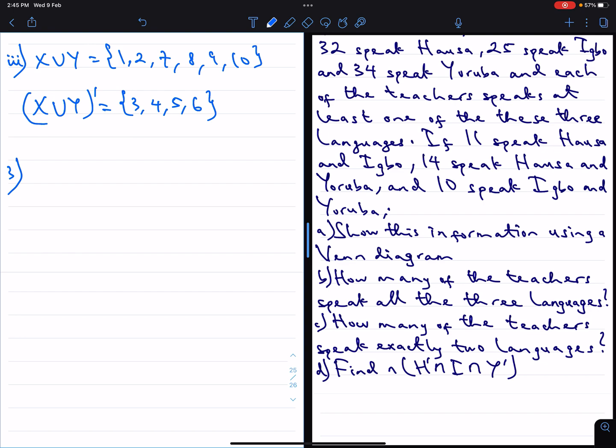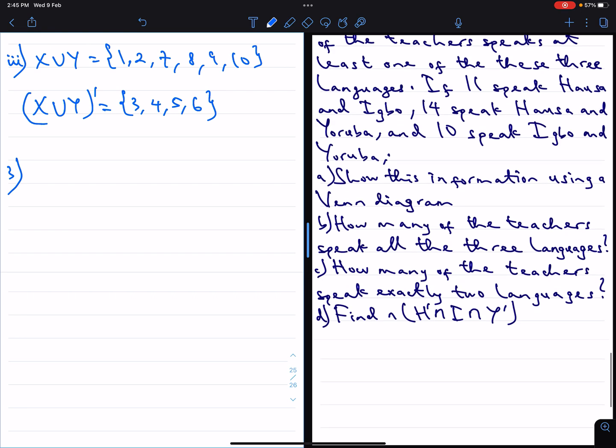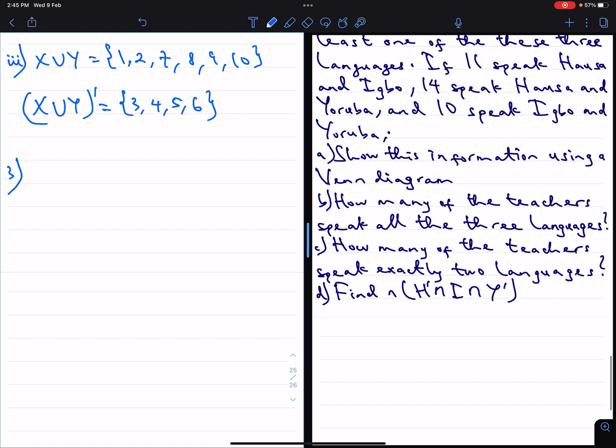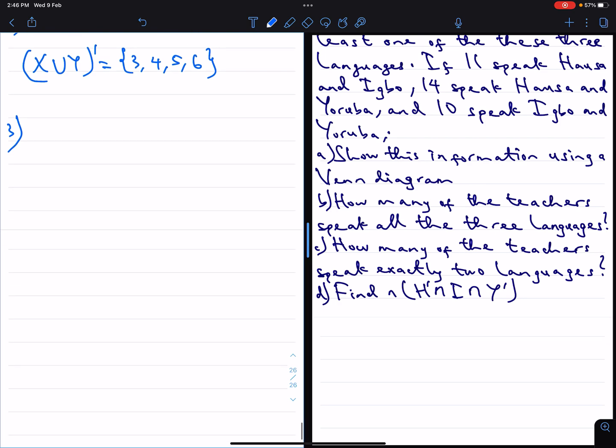Question A, show this information using a Venn diagram. Question B, how many of the teachers speak all the 3 languages? And question C, how many of the teachers speak exactly 2 languages? Question D, find the cardinality of the set H complement intersection I intersection Y. That means you are using H, Y, I, H for Hausa, I for Igbo, and Y for Yoruba.